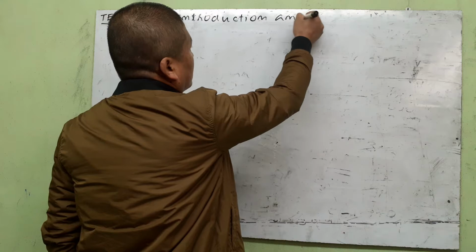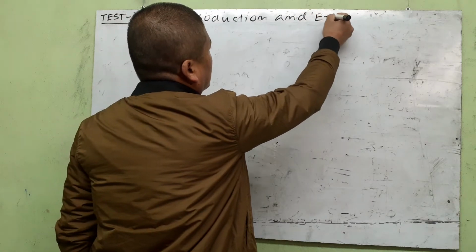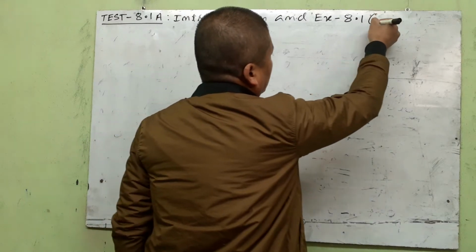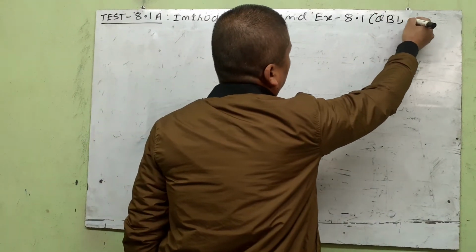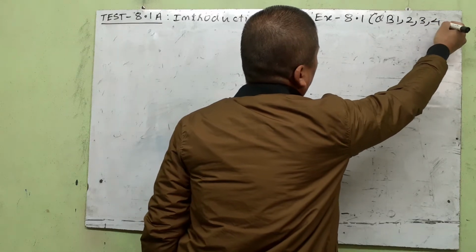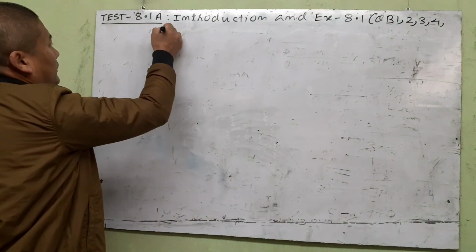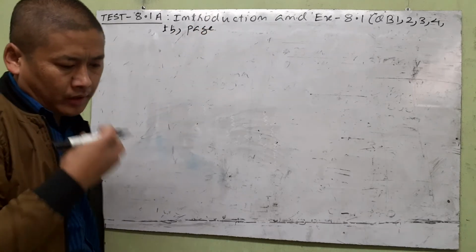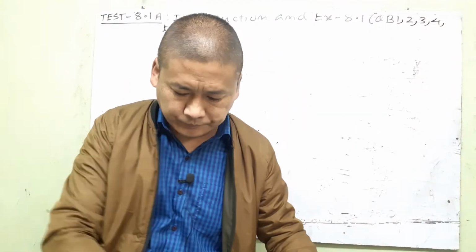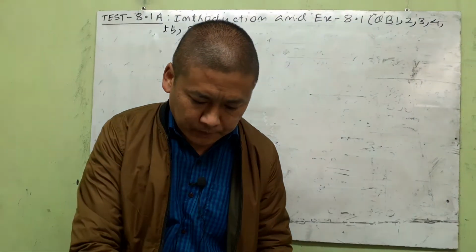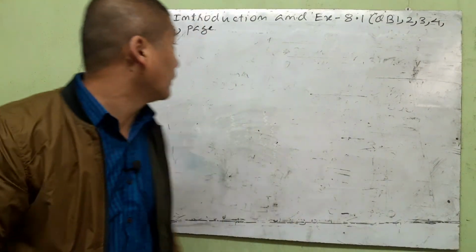And exercise 8.1. These questions, B 1, 2, 3, and 4. This we will find on textbook page 189. So let us be mindful of this portion. So 189.